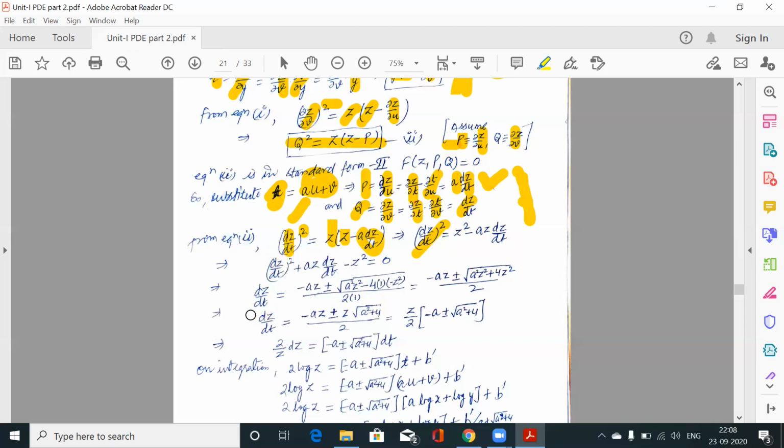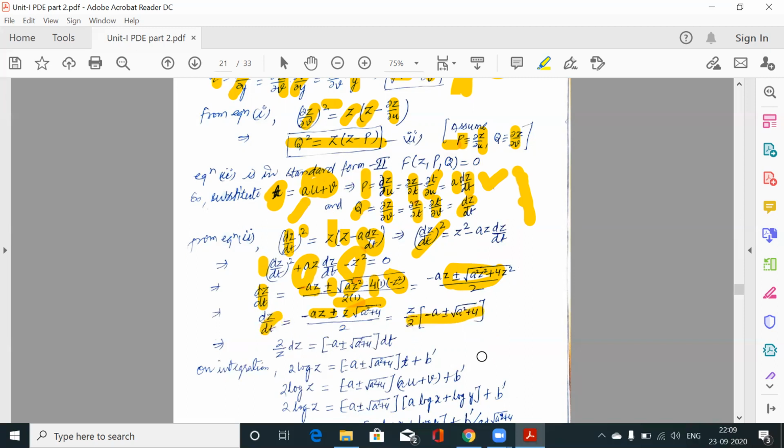Using that formula, dz over dt is equal to minus b, which is minus az, plus minus square root of b square, z square, minus 4. A is the coefficient of this, meaning 1, and c is minus z square, divided by 2a, meaning 2 times 1. Solving and simplifying this, we get (minus az plus z square root of a square plus 4) by 2. This is dz over dt. So keeping z common, z by 2 into (minus a plus square root of a square plus 4). This factor is constant. So what we got is dz over dt is equal to this.